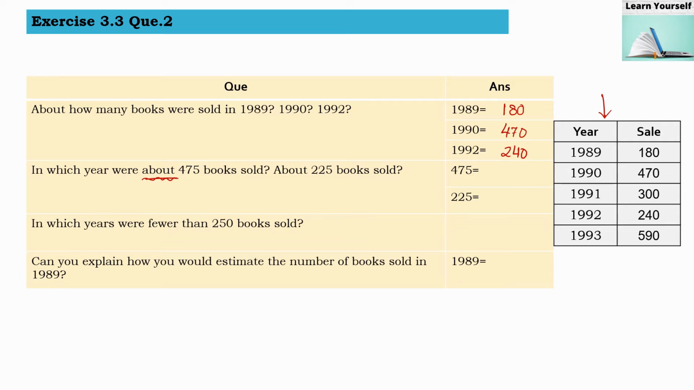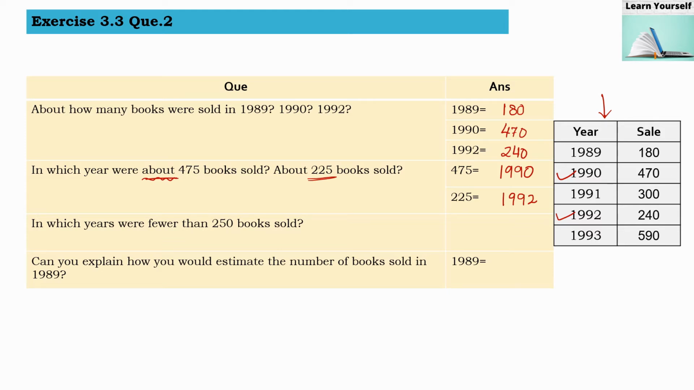So we can take this year, that in 1990 about 470 books were sold, because our reading is near to 475, which is 470. Now the second question is about 225 books sold. So in the year 1992, the sale was 240, which is near to 225. So we can take this year, that 1992. In the year 1992, the approximate sale was 225.